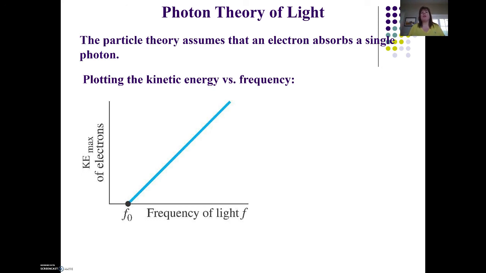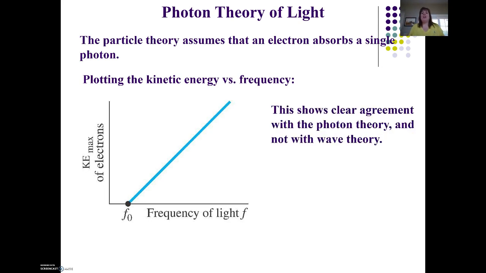Now, one thing about the particle theory is it assumes that each individual electron absorbs one single photon. And that's why when we increase the intensity, or the number of photons, I get more electrons. So the data that we see when we run the photoelectric experiment shows clear agreement with the photon theory of light, not the wave theory.